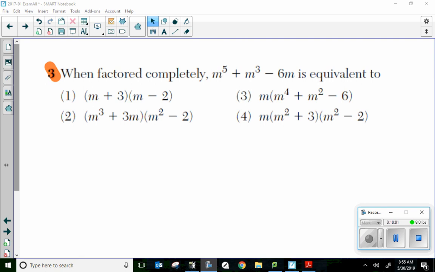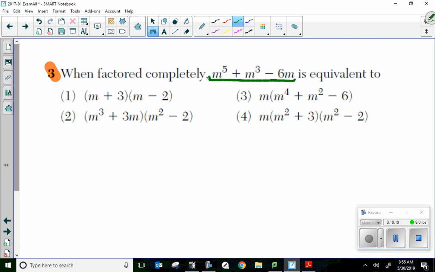Number 3, algebra. Great. I love it. When factored completely, m to the 5th plus m cubed minus 6m is equivalent to what? Calculator alert. If you wanted to, you can put this in y1, and you can try, let's say, this in y2.